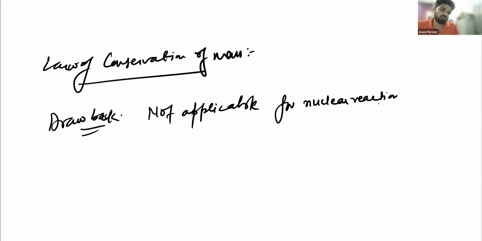In nuclear reactions, the atoms are broken and some of the mass is converted into energy. Have you heard about the equation E = mc²? Yes, sir, I've heard about it. This is mass and this is the velocity. Sir, c is velocity? Yes, c is the velocity of light. So mass is related to energy, meaning it can be converted into energy.